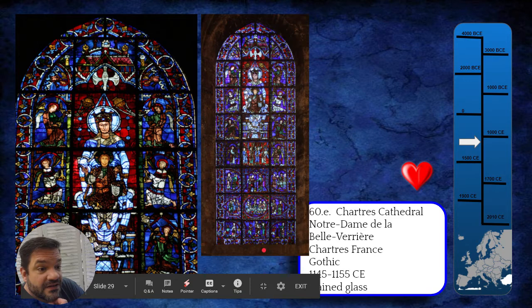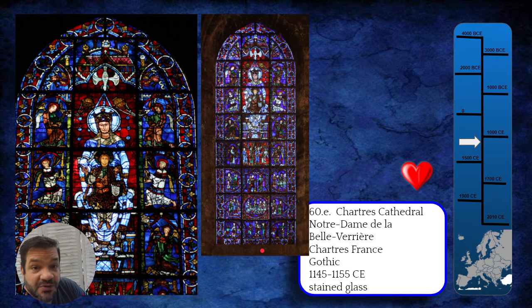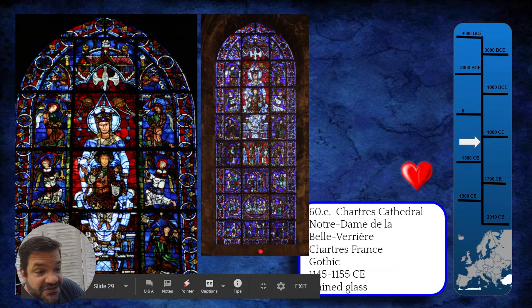Now again, cathedral art is made for people who are illiterate. And so it's telling the story of the Bible, of the life of Christ, of the Virgin, so that you can know these stories without having the advantage of reading.